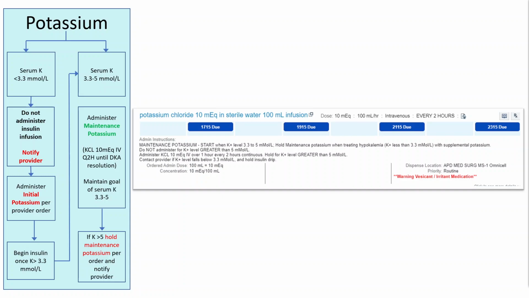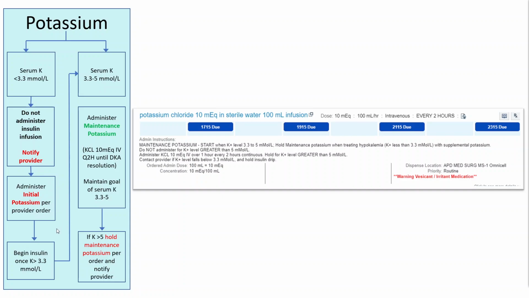So the first step of the DKA protocol before we start any insulin is to find out what our potassium level is. If it's less than 3.3, we are not going to give any insulin because the patient already has a total body deficit. We don't want insulin to drive that even lower. That could be dangerous. So if potassium is less than 3.3, we are going to notify our provider. We are going to administer potassium via the initial potassium order.